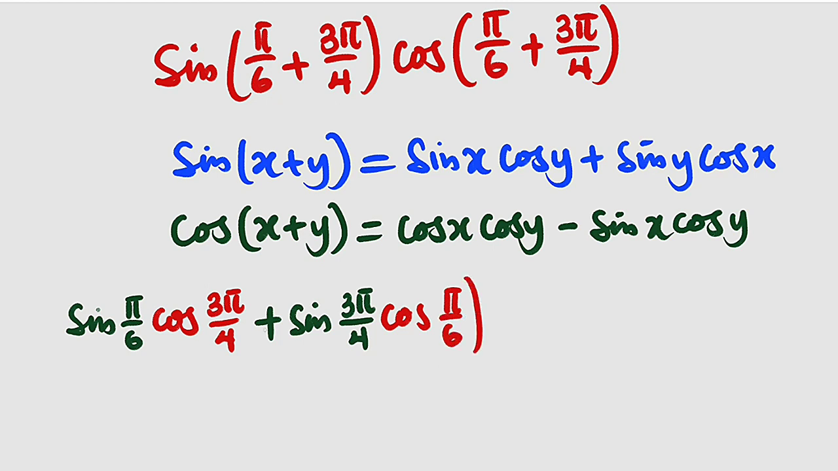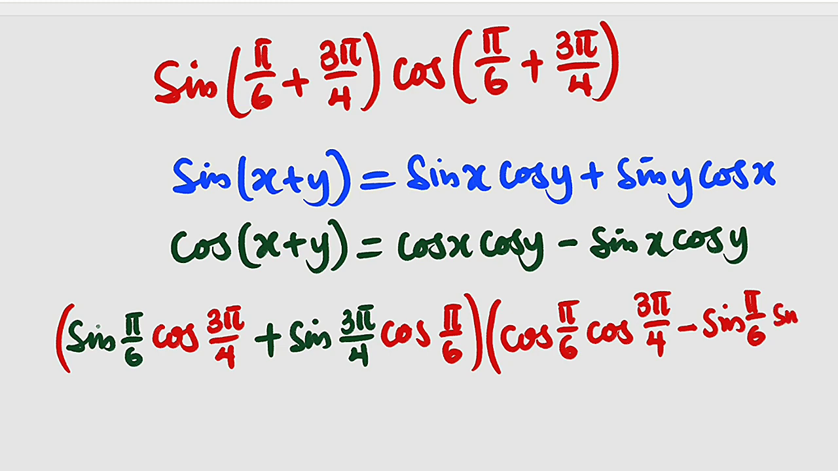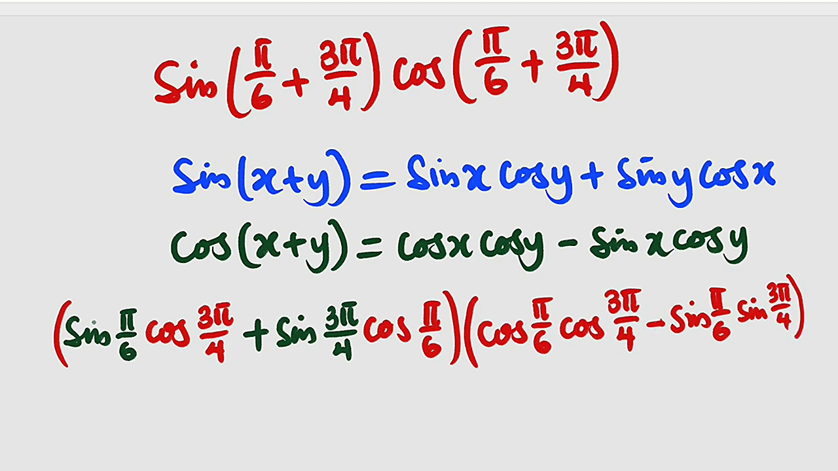Then we have to multiply the whole of this by the cosine identity. For cosine, we have to take cosine of the first multiplied by cosine of the second angle. So we have cosine of pi divided by 6 multiplied by cosine of 3 pi divided by 4. Then we subtract sine of pi divided by 6 multiplied by sine of 3 pi divided by 4. Alright, from here we can start finding these ratios.